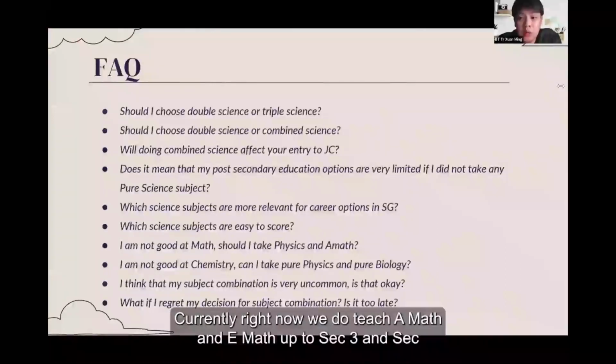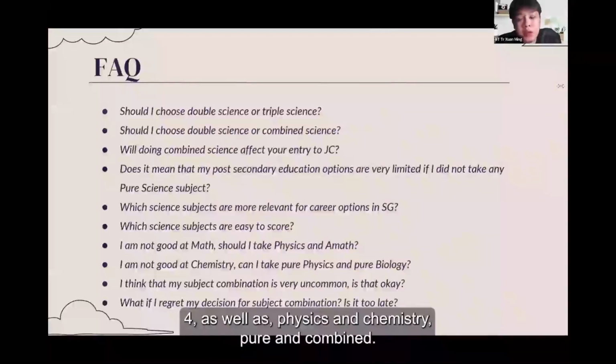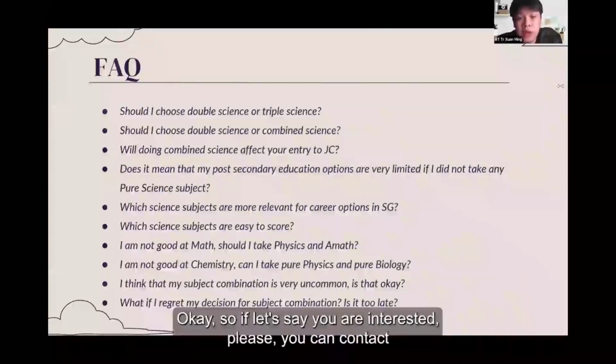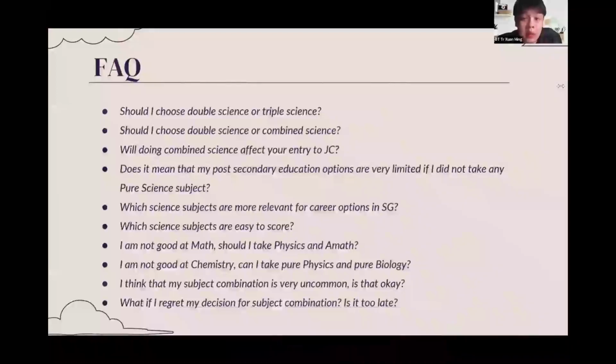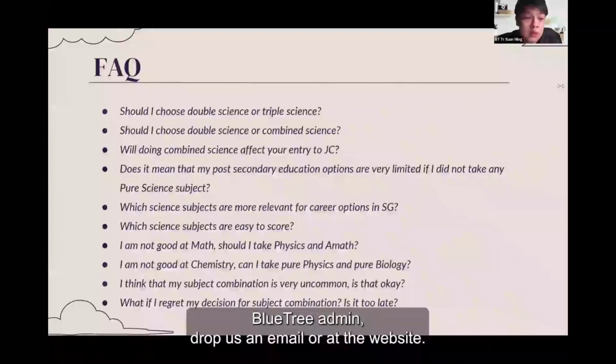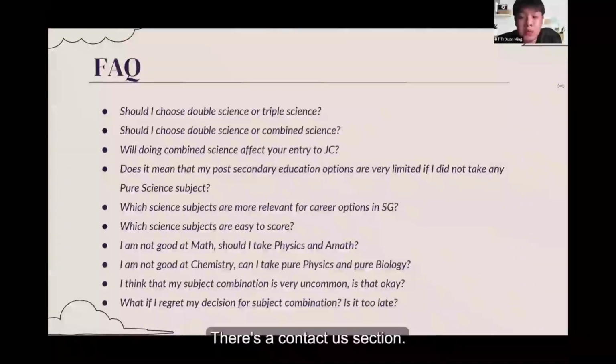Currently, we do teach A-Math and E-Math up to Sec 3 and Sec 4, as well as physics and chemistry, pure and combined. If you are interested, please contact the BlueTree admin. Drop us an email, or at the website there's a contact us section.